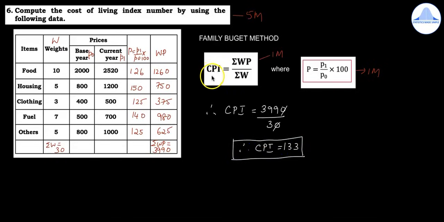So the CPI formula carries 1 mark, the P formula carries 1 mark, then the P calculations will carry 1 mark, then you have WP which carries 1 mark, so it is 4 marks till here, and then the final answer will carry 1 mark, so this is a 5 mark question.